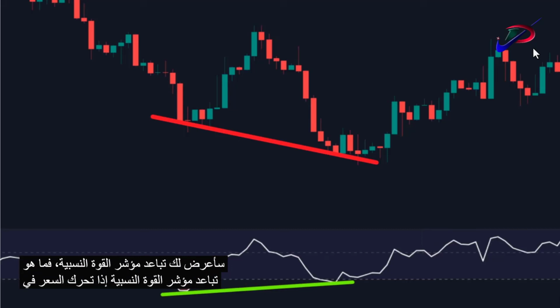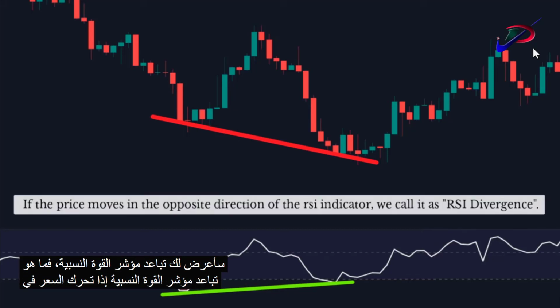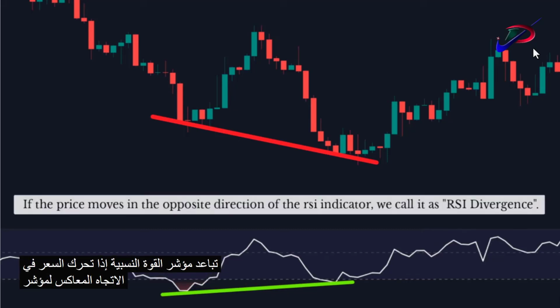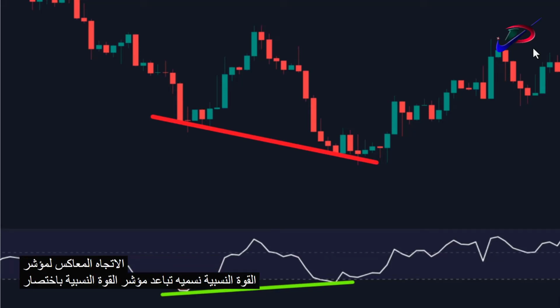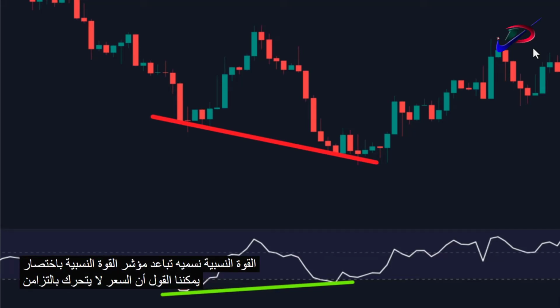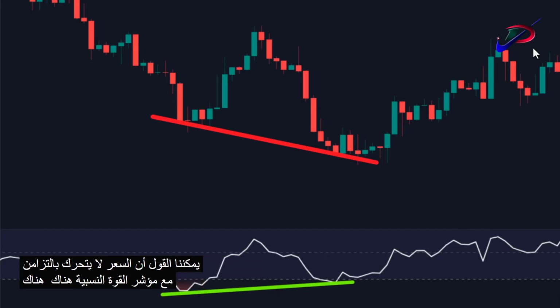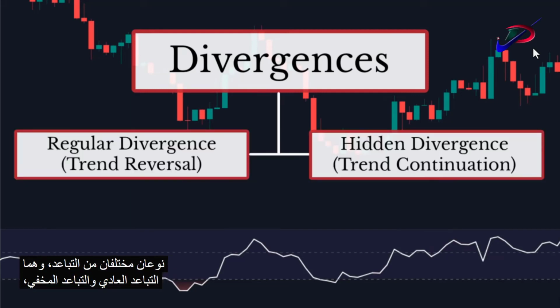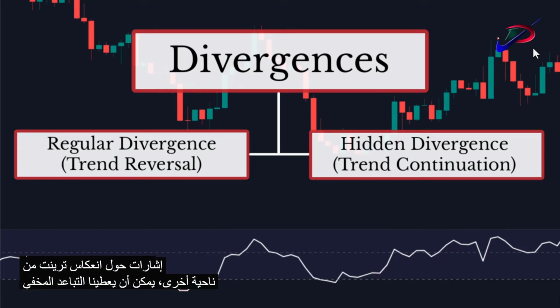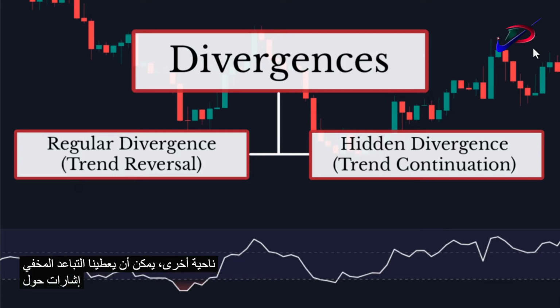So what is RSI divergence? If the price moves in the opposite direction of the RSI indicator, we call it RSI divergence. In short, we can say that price doesn't move in sync with the RSI indicator. There are two different types of divergences. These are regular divergence and hidden divergence. Regular divergence can give us the signals about trend reversal. On the other hand, hidden divergence can give us the signals about trend continuation.